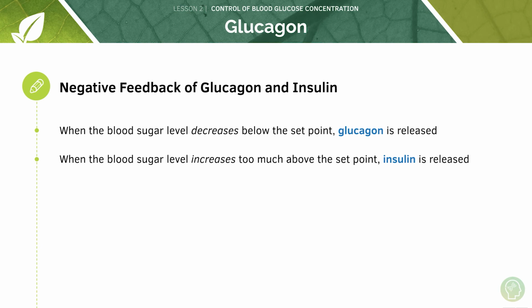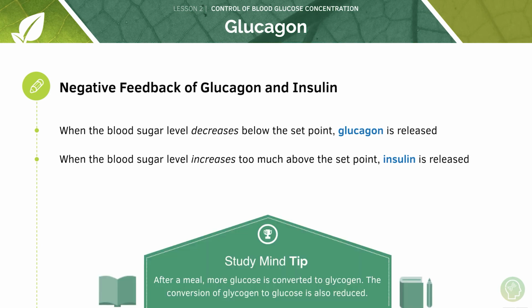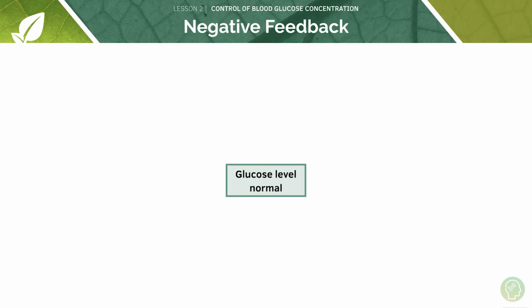So when the blood sugar level decreases below the set point, when glucose is gone, glucagon is released. When the blood sugar level increases too much above the set point, insulin is released. And after a meal, more glucose is converted to glycogen. The conversion of glycogen to glucose is also reduced. So you can see how this negative feedback system is tipped to balance our glucose homeostasis. So let's look at a diagrammatic representation of this.